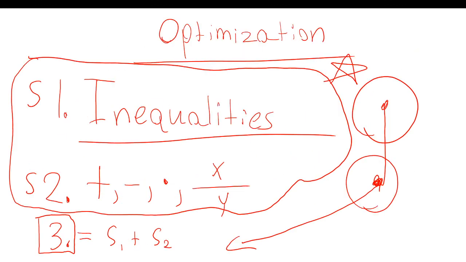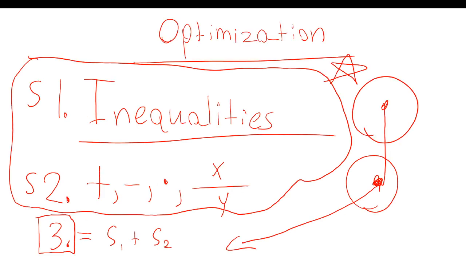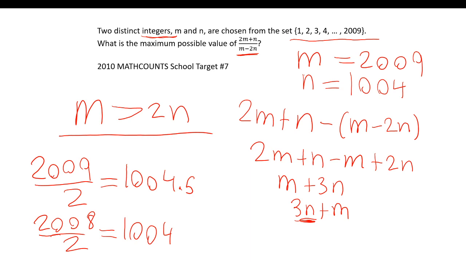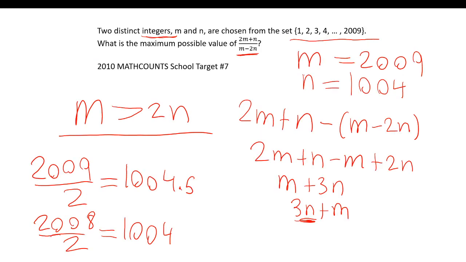And again, we use the key optimization strategy. Step 1, inequality. Step 2, look at the operations. Here we had division, so we turn that division into an addition. And optimization with addition is so much easier than optimization with division. And then step 3 is combining those two to find values of m and n that make this expression as large as possible.